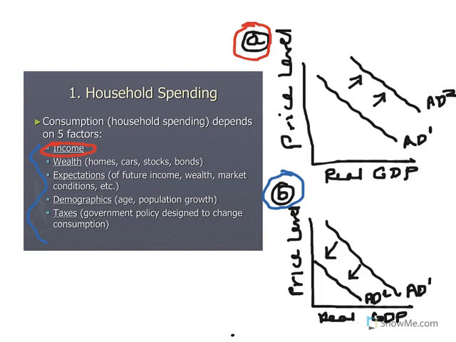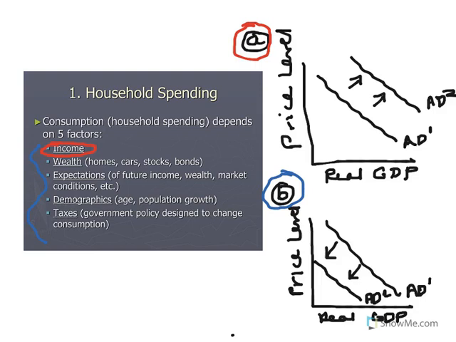Now, the second factor that influences the amount of money that households spend on goods and services is our wealth. And wealth is not the same thing as income. Wealth is the value of the financial assets that are owned by households. So, in other words, let's say you have equity in your home, equity in your cars, money in your savings accounts. Perhaps you have a retirement account with stocks and bonds. That represents your wealth. Wealth is what we call a stock concept, whereas income is a flow concept.